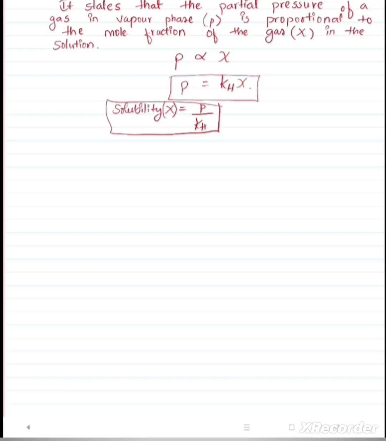Then next, the KH value is very, very important. KH means Henry's constant. This Henry's constant value is different for different gases. For different gases, the KH value will be different. That's why we call this a function of nature of gas, because it has different values for different gases.